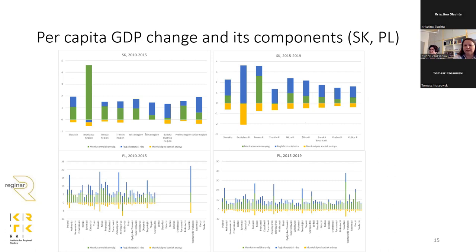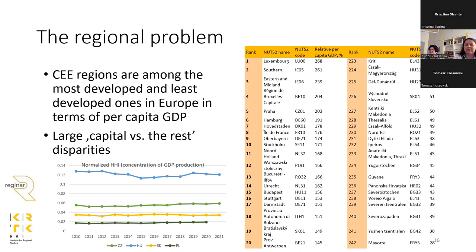Slovakia and Poland are more balanced than Hungary. And the regional problem means that in the Central and Eastern European regions, the capital cities are among the highest performing of all EU regions, but the peripheral regions are among the 20 least developed ones.